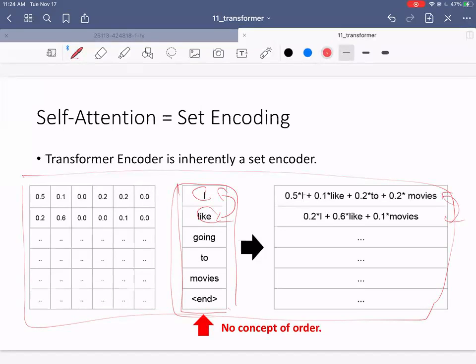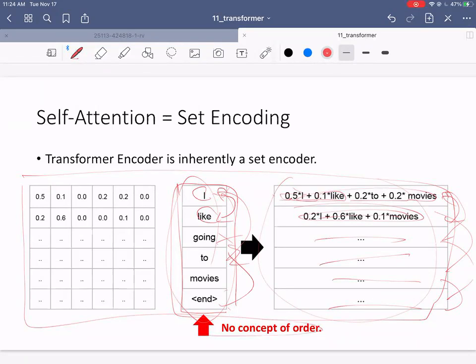The contents of individual z's will not change, even when you permute the order of the words. The only thing affected is the order of the output z's. So if you do a permutation here, then there will be a permutation there. But the values of the output z's will not change. It's the order of z's that will change. So it means that this is permutation invariant. There is no concept of order.